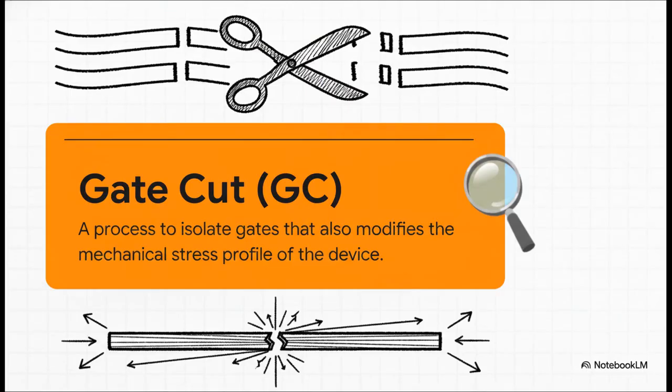And our second suspect is the gate cut, or GC. See, when chips are made, the gates often start out as these long, continuous lines. Then they get cut up into individual pieces. And just like the diffusion break, this cut is supposed to be just for electrical isolation. But again, it does more than that. It messes with the mechanical stress that engineers have so carefully designed into the transistor in the first place.